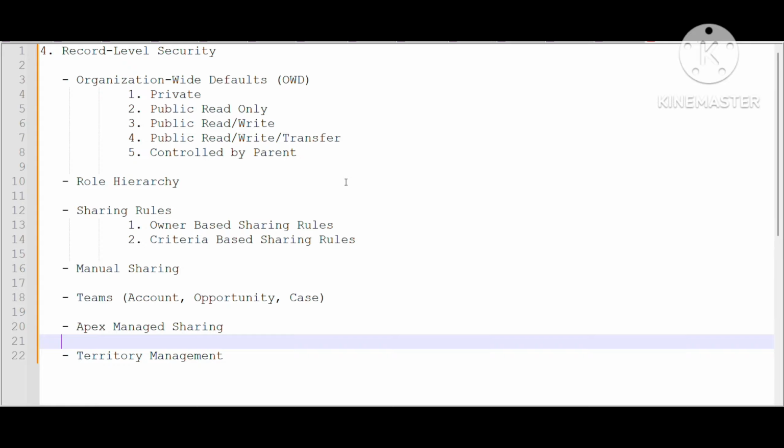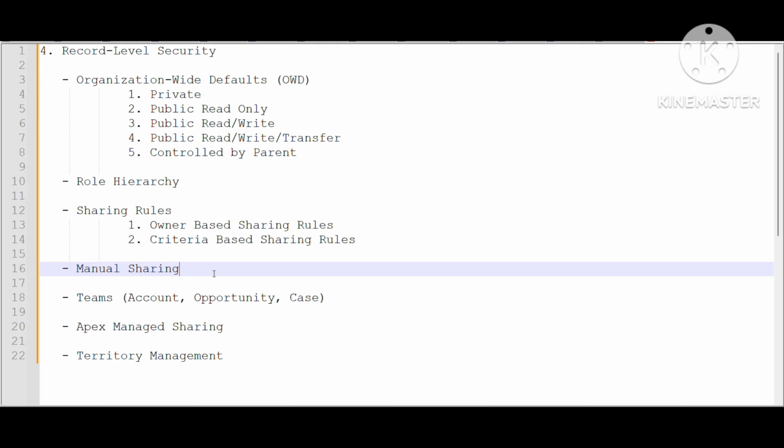Then the next one is manual sharing. Many times, even when I take interviews, this is a very common question: when can we share a record manually? Many a time the candidates say we can share all the records with anyone we want using manual sharing. No, that is not true. That is not true.